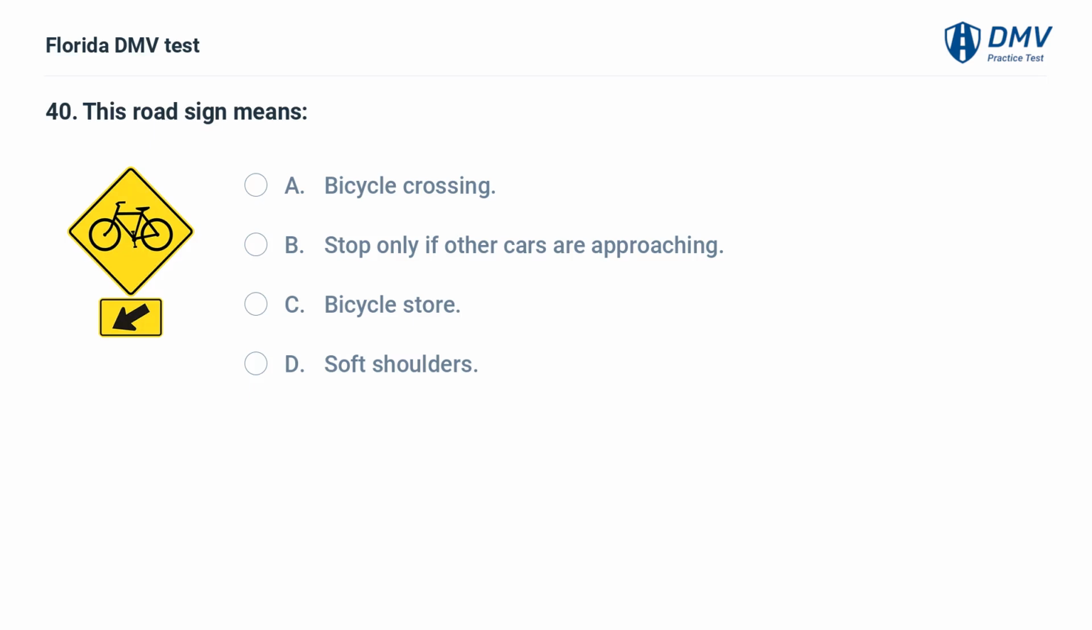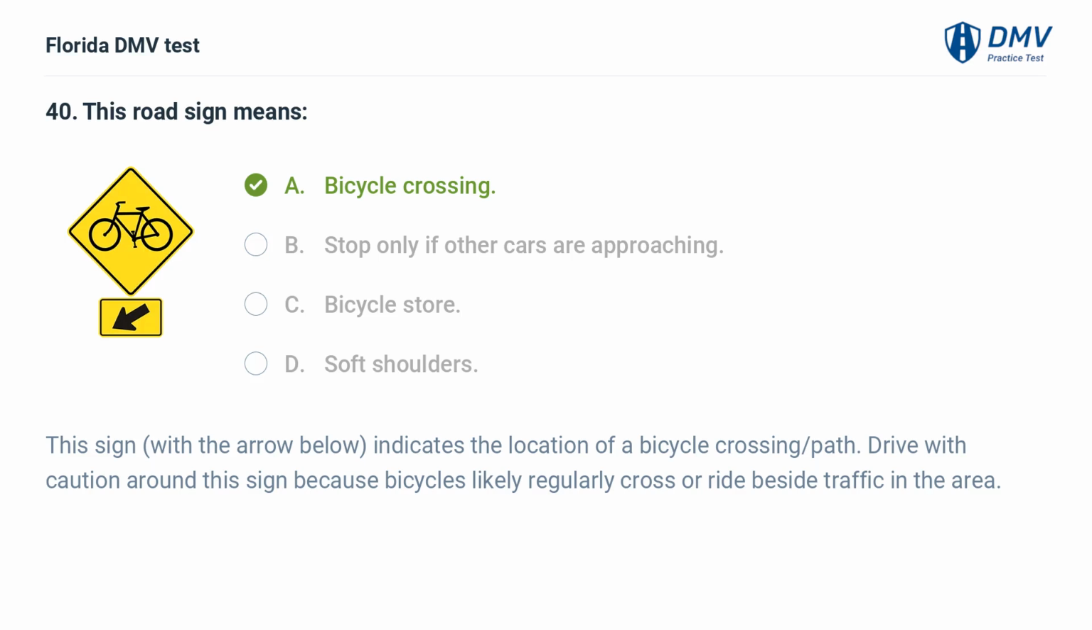This road sign means A. Bicycle crossing. B. Stop only if other cars are approaching. C. Bicycle store. D. Soft shoulders. A. Bicycle crossing. This sign, with the arrow below, indicates the location of a bicycle crossing path. Drive with caution around this sign because bicycles likely regularly cross or ride beside traffic in the area.